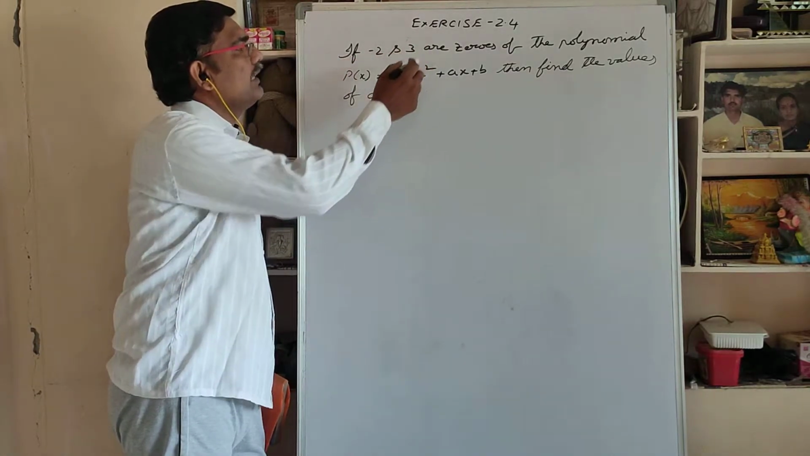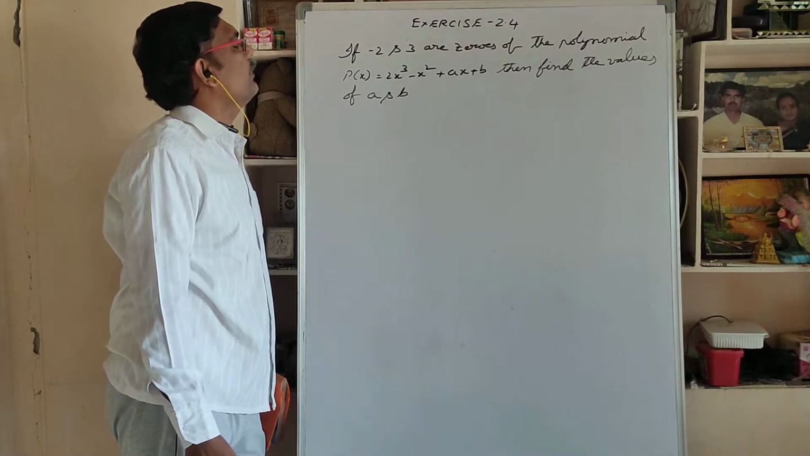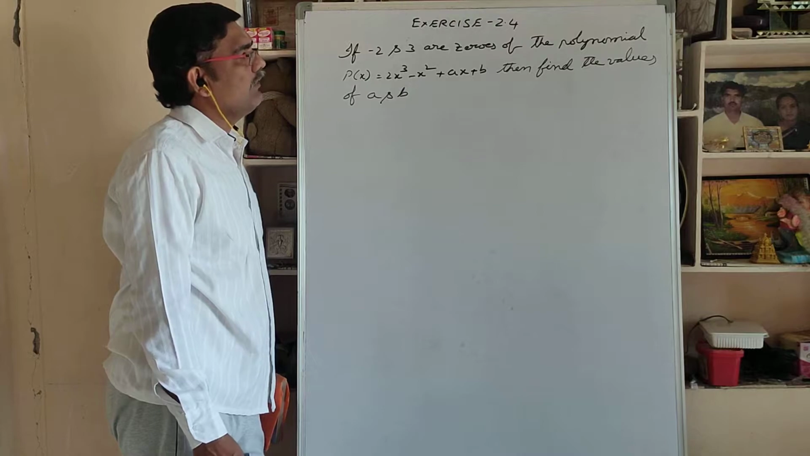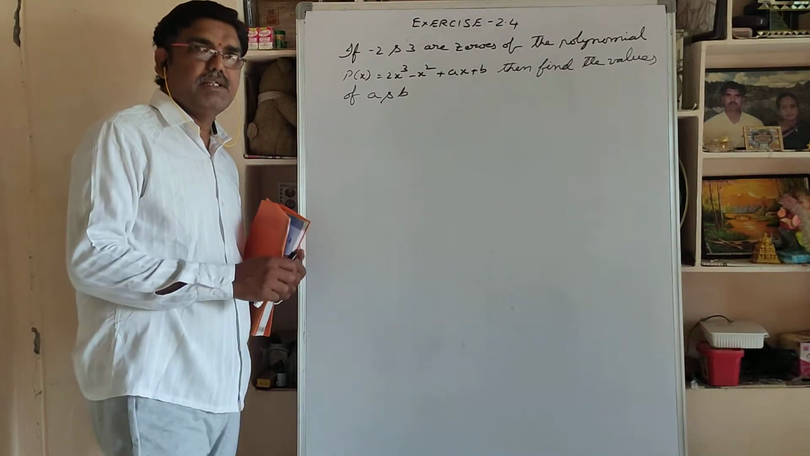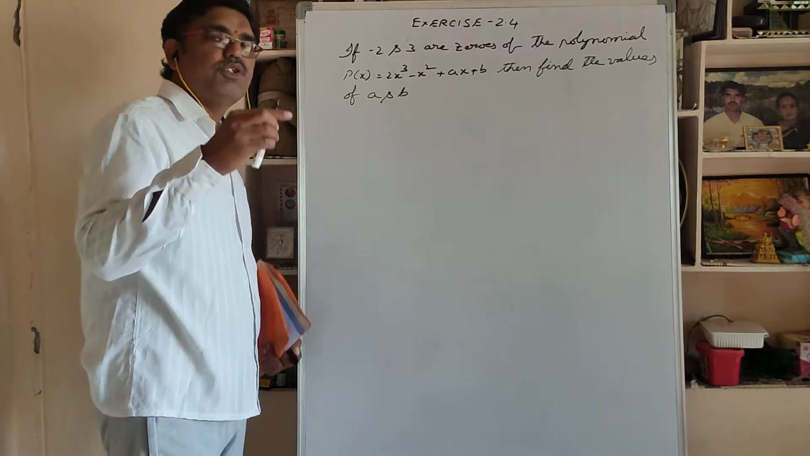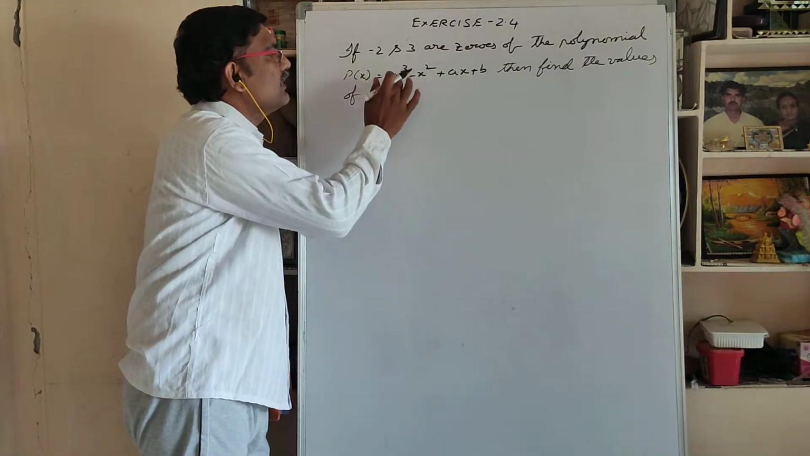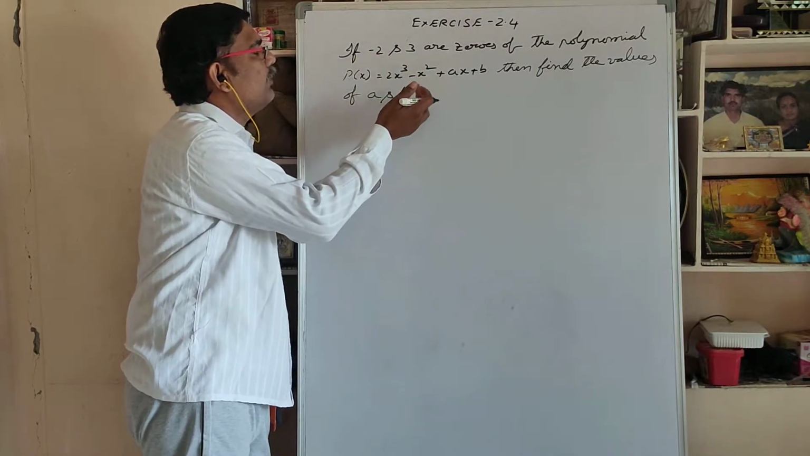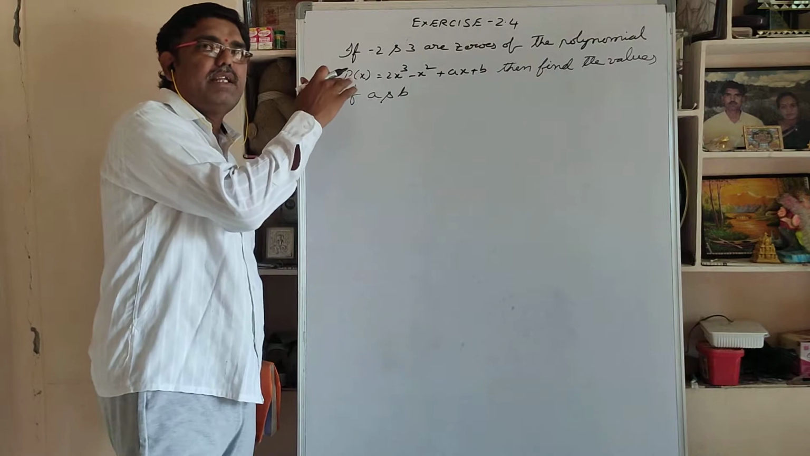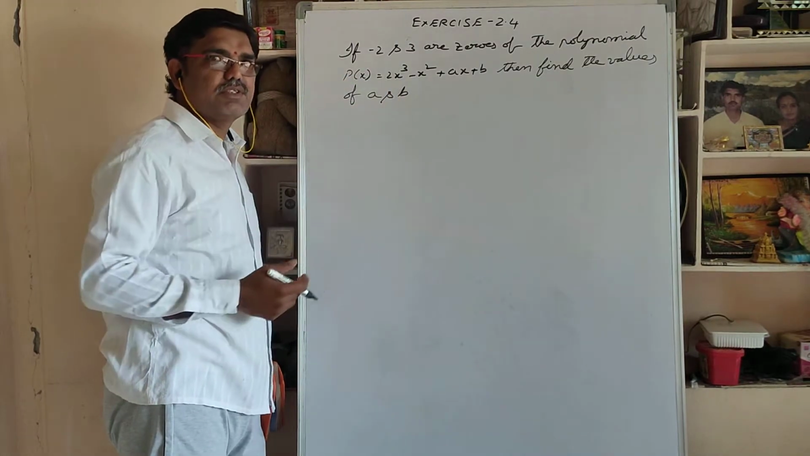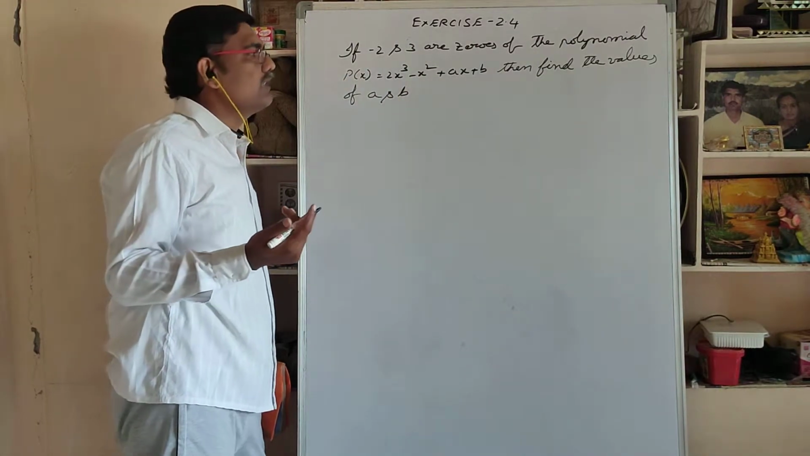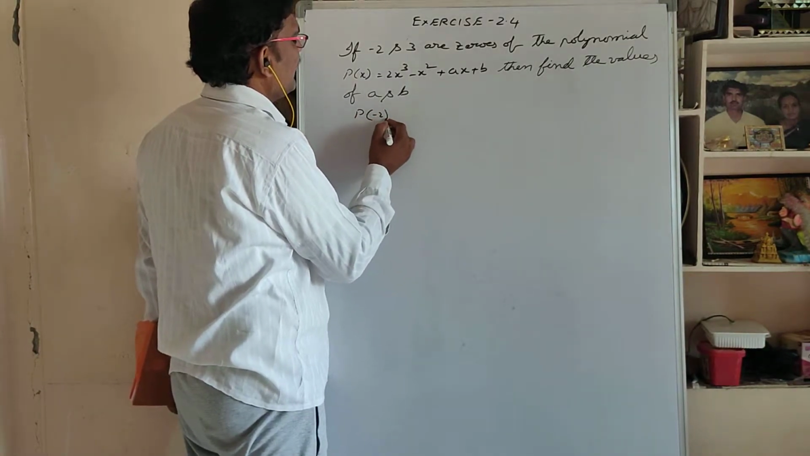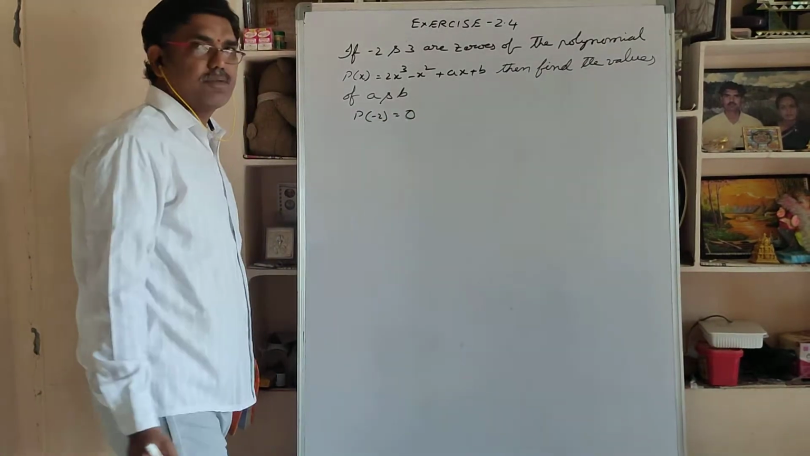If minus 2 and 3 are zeros of the polynomial p of x is equal to 2x cube minus x square plus ax plus b, then find the values of a and b. It is the problem. Now you should understand that if minus 2 is 0 of the polynomial, what you have to write is p of minus 2 is equal to 0.